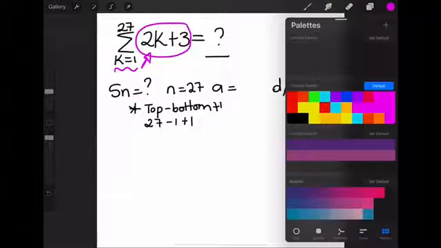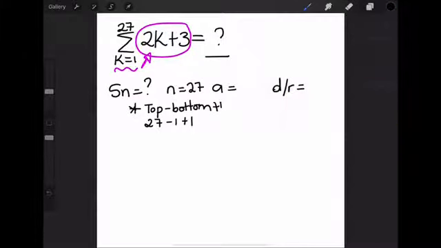So let's start with T1. We're going to have 2 times 1 plus 3, which would equal 5. Now, it doesn't matter what that value at the bottom is, you always start with that value. So let's say it was 2, you would fill in 2 first. It just depends on the general formula.